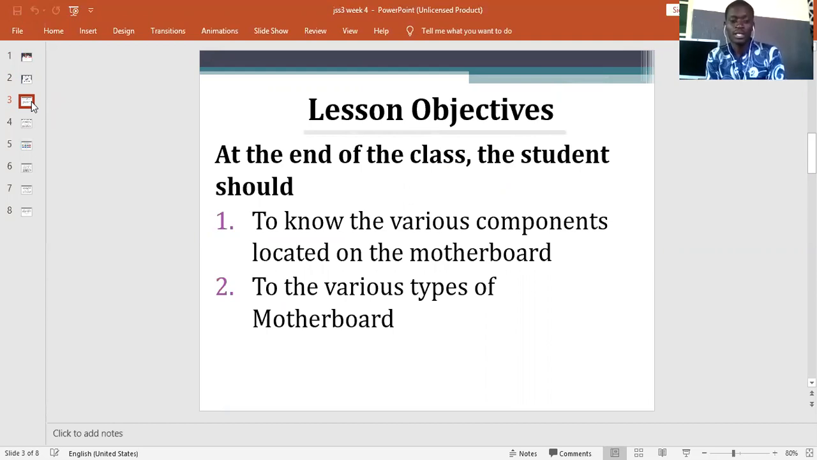Two, at the end of this class, the student should know the various types of motherboard. I repeat again, at the end of the class, you should know the various components located on the motherboard, and two, know the various types of motherboard.